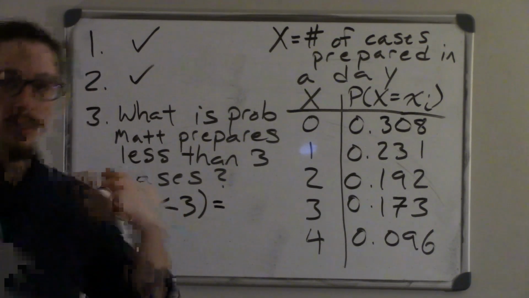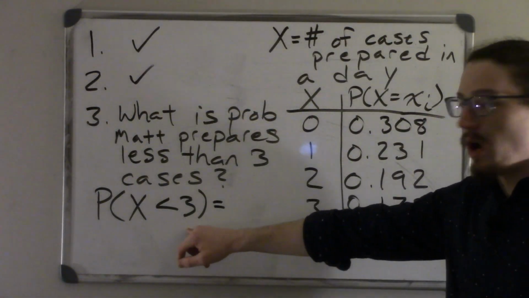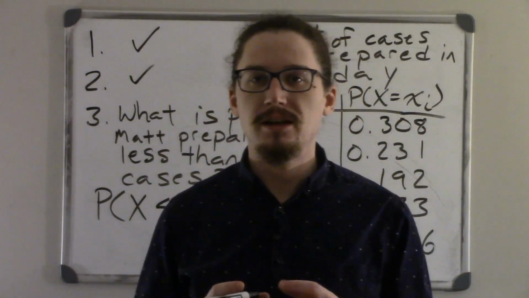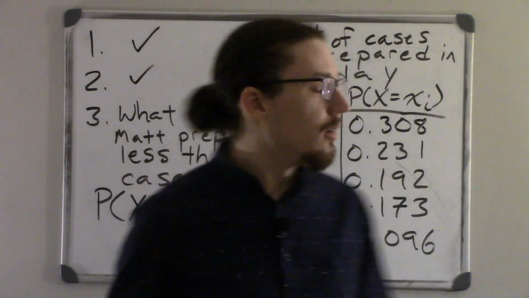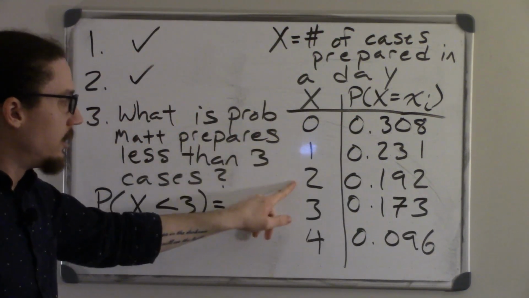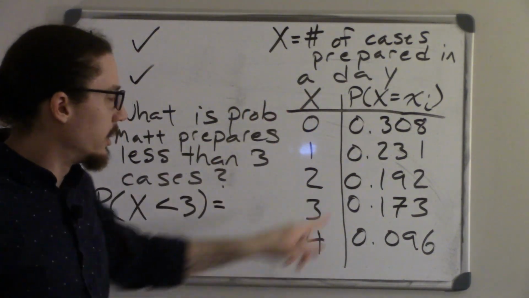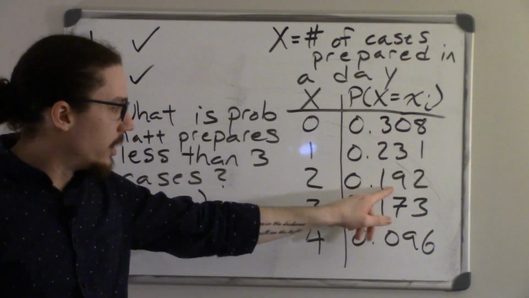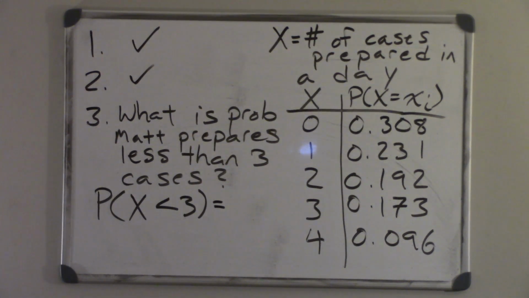To find that out, we can use the fact that the probabilities are additive. If we're looking for the probability X is less than 3, we just need to know which outcomes fit into that event. Which values are less than 3? Well, 0, 1, and 2 are all less than 3. And so we would find this probability by adding the probability that X equals 0 plus the probability that X equals 1 plus the probability that X equals 2.